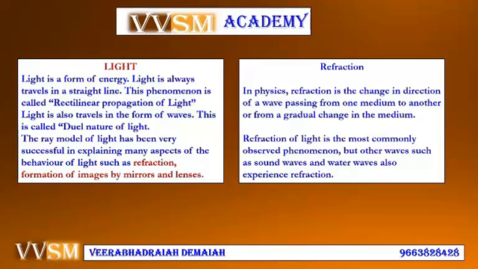Dual nature of light means light travels both in the form of corpuscles as well as in the form of waves. That is the corpuscular theory as well as the wave theory of light. This we will discuss in future, the corpuscular theory and the wave theory, in forthcoming classes.